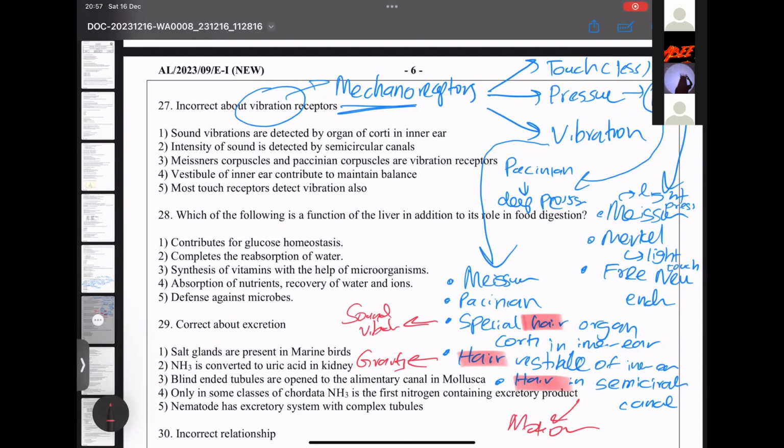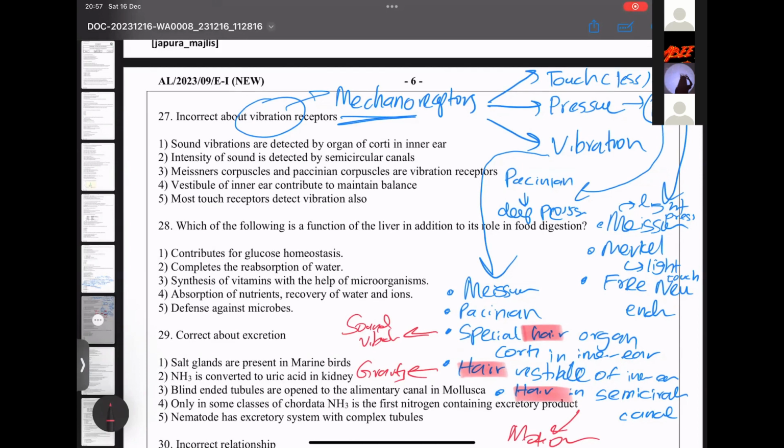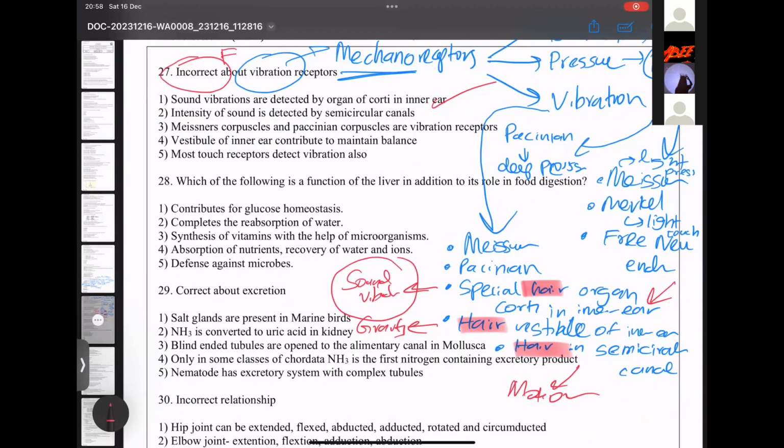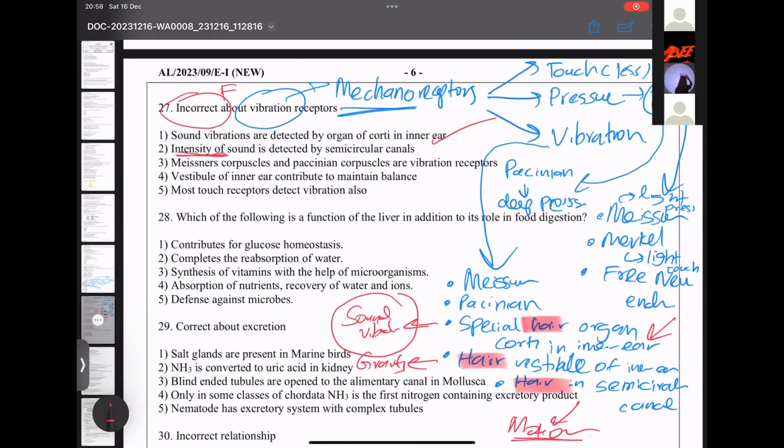Now what is incorrect about the mechanoreceptors? Let's read from number 1. Sound vibrations are detected by the organ of Corti in the inner ear. You can see the organ of Corti is here. They detect sound vibrations, so that is true. But they are asking what is incorrect, so we have to find what is false. Intensity of sound is detected by the semicircular canal. The hair cells in the semicircular canal detect motion, not the loudness or intensity of sound. So this is the false answer.